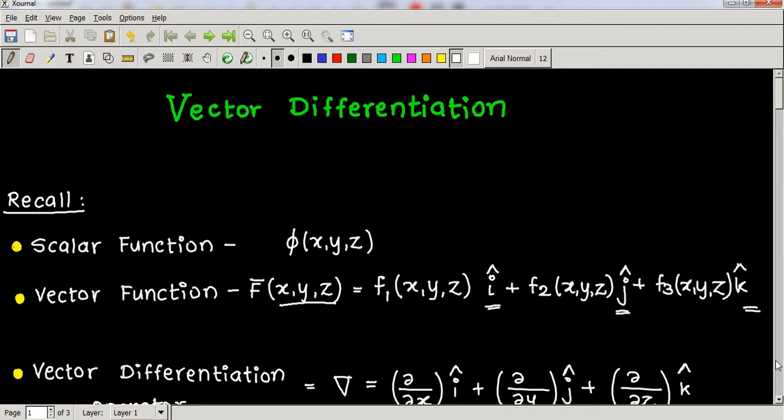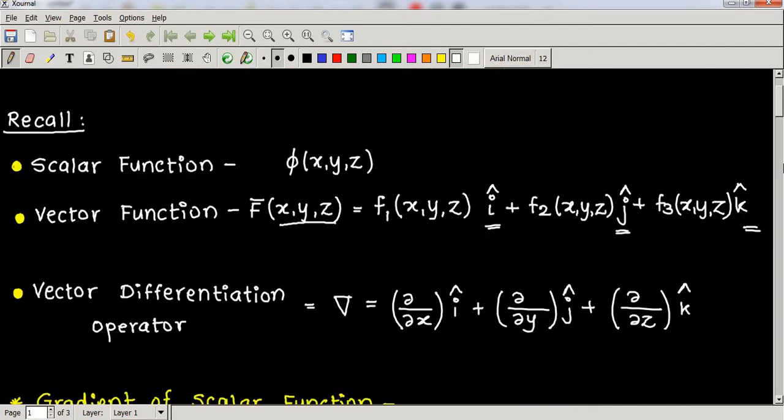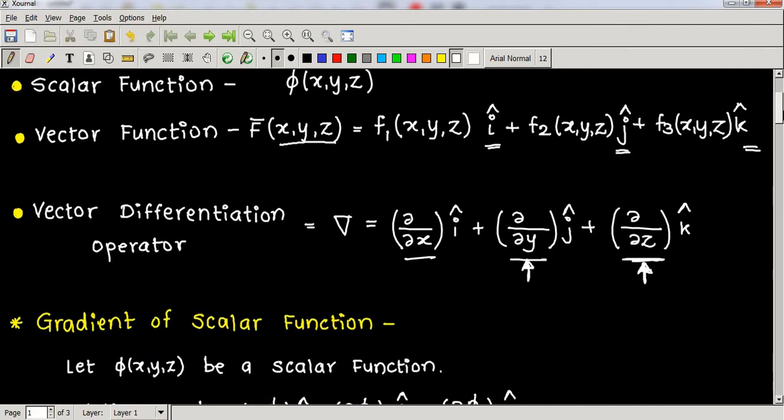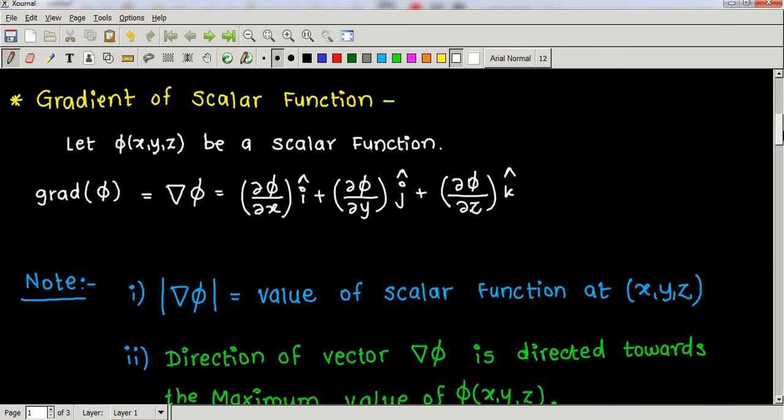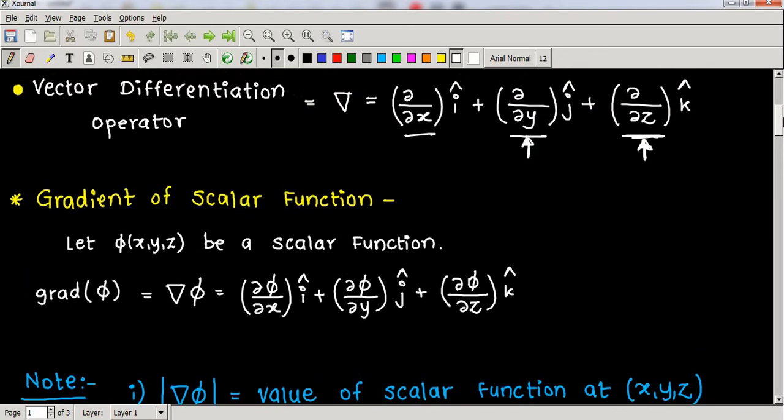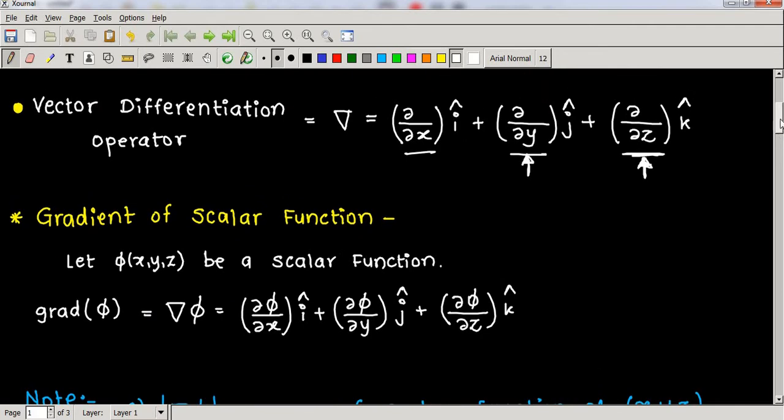Vector differentiation is similar to differentiation of an ordinary function. Then we defined the vector differentiation operator del. Del is a vector quantity and it takes the partial derivative with respect to x along the x-axis, the partial derivative with respect to y along the y-axis, and the partial derivative with respect to z along the z-axis. If we operate the vector differentiation operator on a scalar function, then we get a vector quantity.